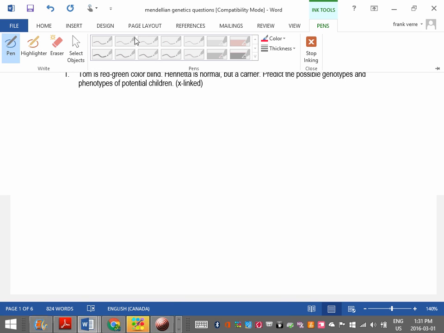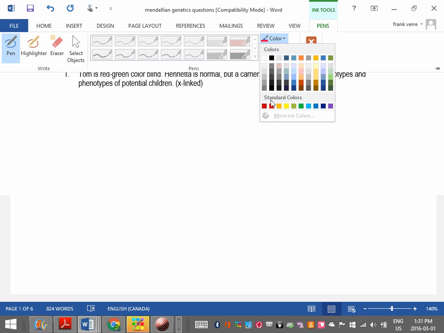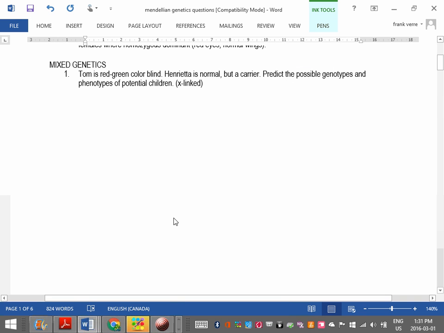So this is what type of inheritance pattern? Yeah, sex-linked, right? Because it says sex-linked. So it's specifically X-linked, right? So it's not on the Y chromosome, it's on the X. So for Tom, for him to be colorblind, all he needs is one.